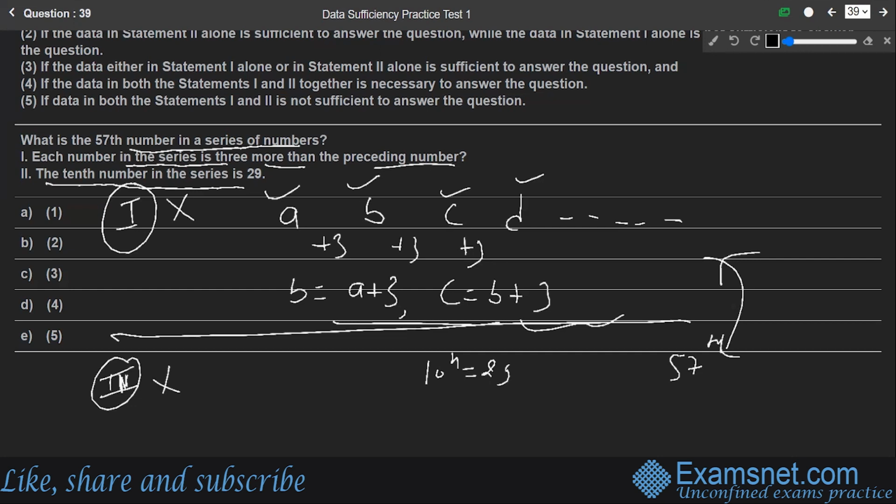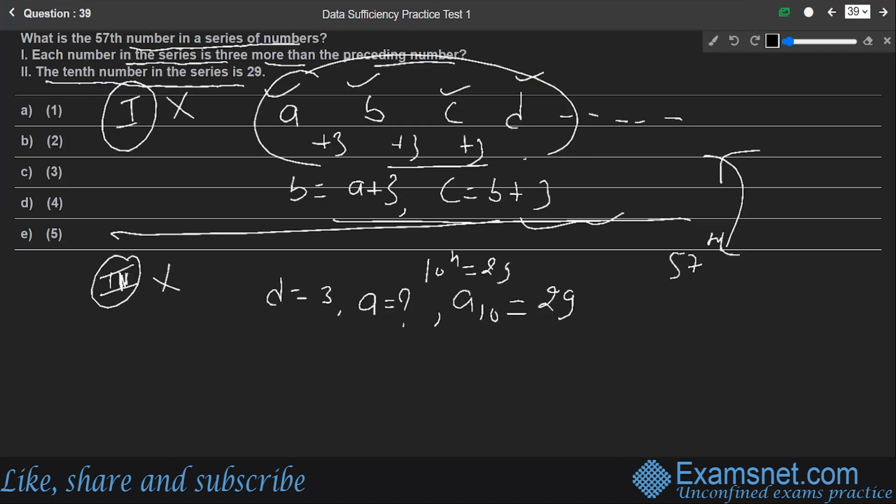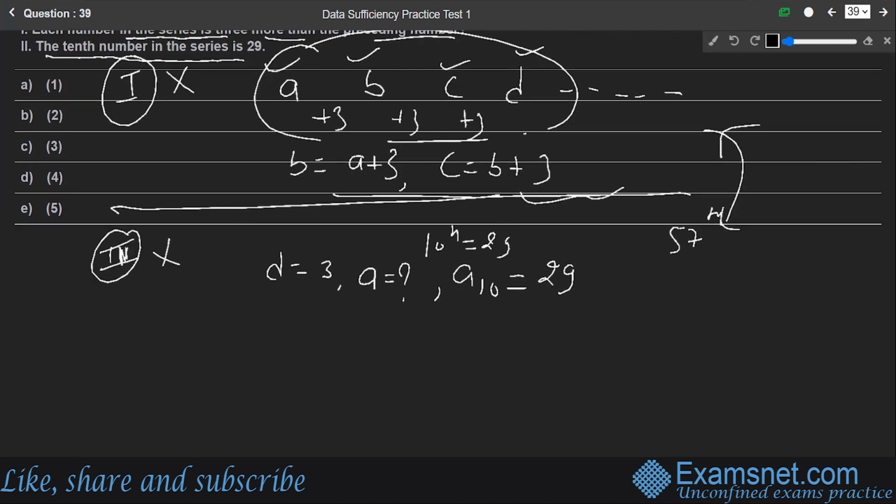If we combine both, we are getting two things. First, the gap is plus 3, and second, the 10th number is 29. As soon as we know that the gap is plus 3, it becomes an AP, an arithmetic progression, where the common difference D becomes 3. The first value A is not known, but we know the 10th value, which from statement 2 was 29. So we can utilize the formula for the nth term of an AP. The nth term of an AP is A plus (n minus 1) D.